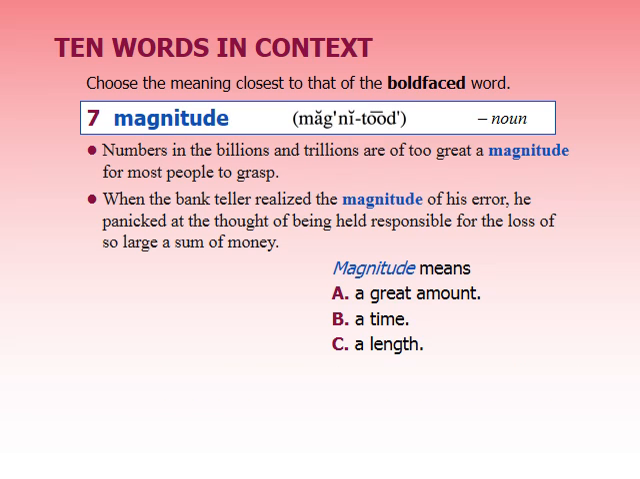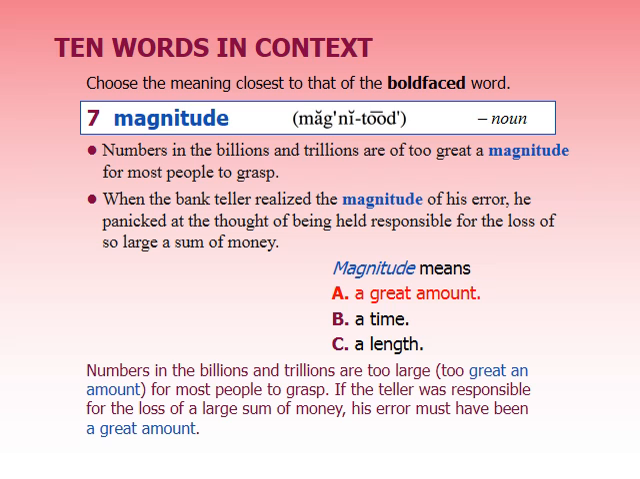Our next one here is magnitude, which is a noun. Numbers in the billions and trillions are of too great a magnitude for most people to grasp. When the banker realized the magnitude of his error, he panicked at the thought of being responsible for the loss of so large a sum of money. Magnitude means a great amount, but let's back off of that just a little bit. Magnitude really means how serious something is.